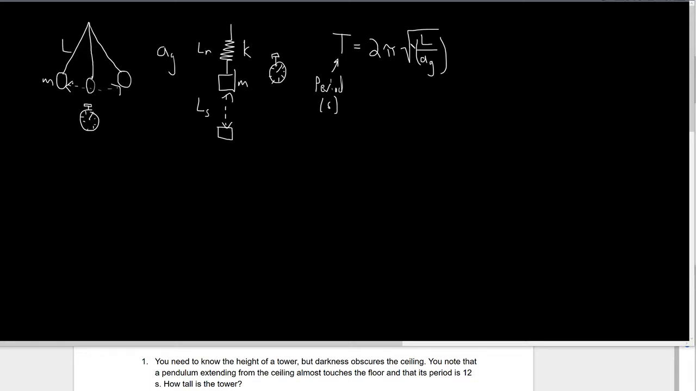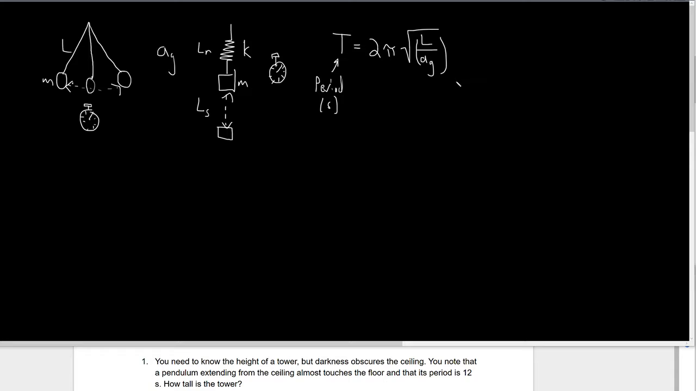And so the 2 pi part is pretty much just a constant. You can kind of think of it, if we're cutting out an arc, we're going to have some pi in there somewhere. And then the rest of it is just the square root of length over acceleration due to gravity. What that means, though, is the higher the acceleration due to gravity is, the shorter your period's going to be.